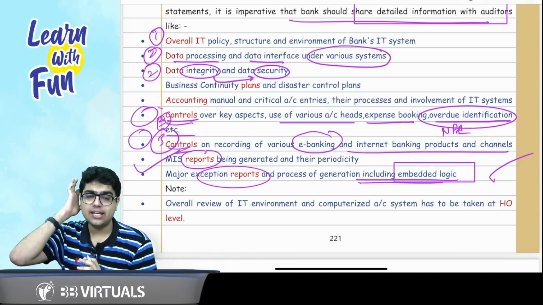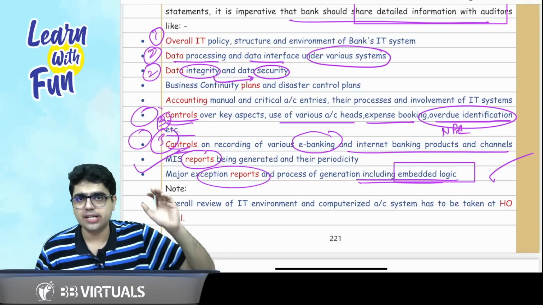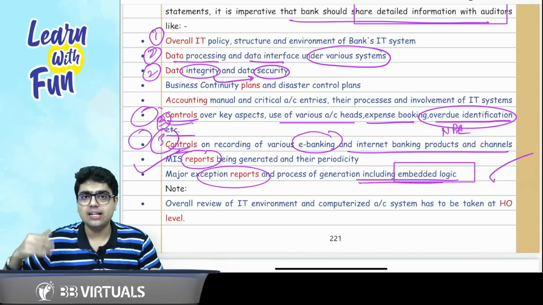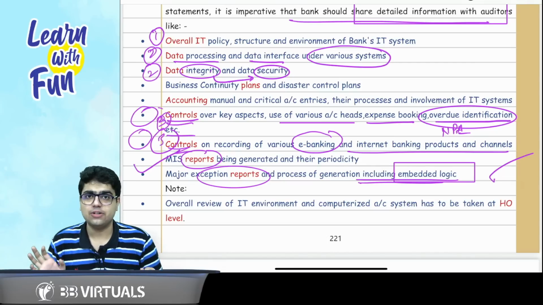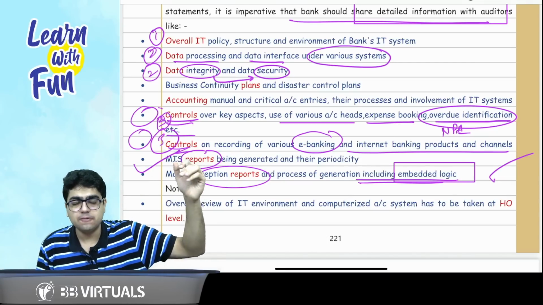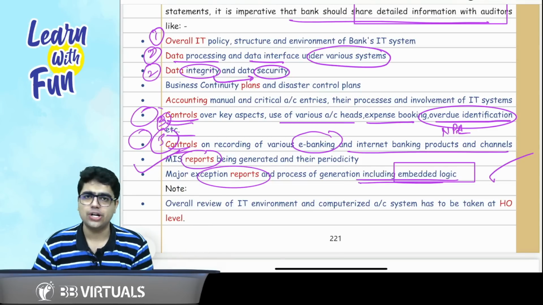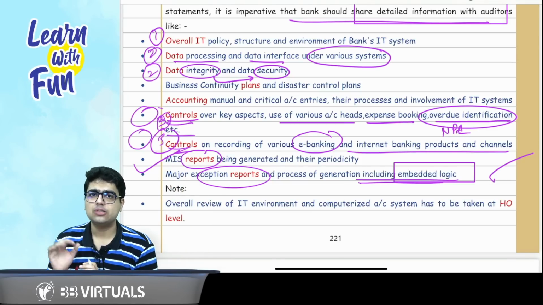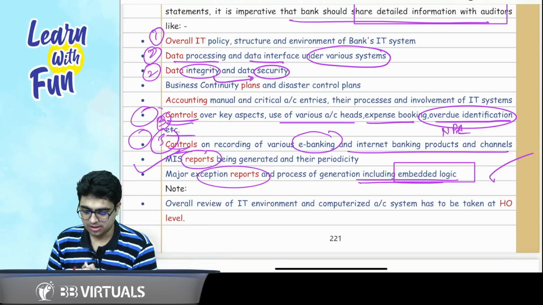Next point is regarding your data integrity and data security. Integrity is protected by the security. Then controls, which are around internet banking, e-banking, controls regarding expense booking, and the controls regarding overdue identification. And the last two points were MIS reports and exception reporting.